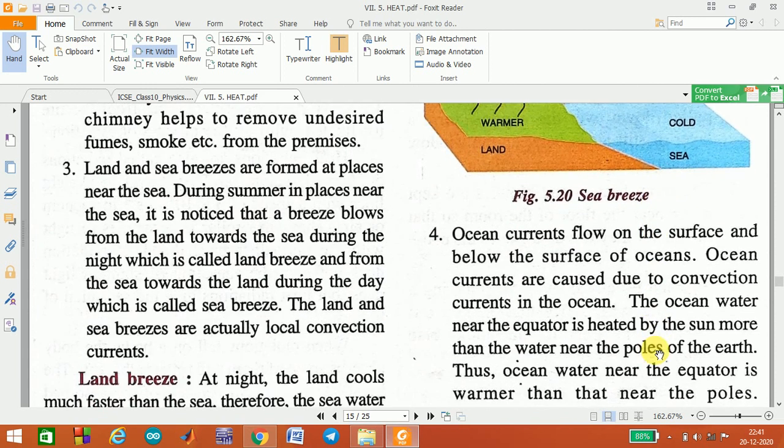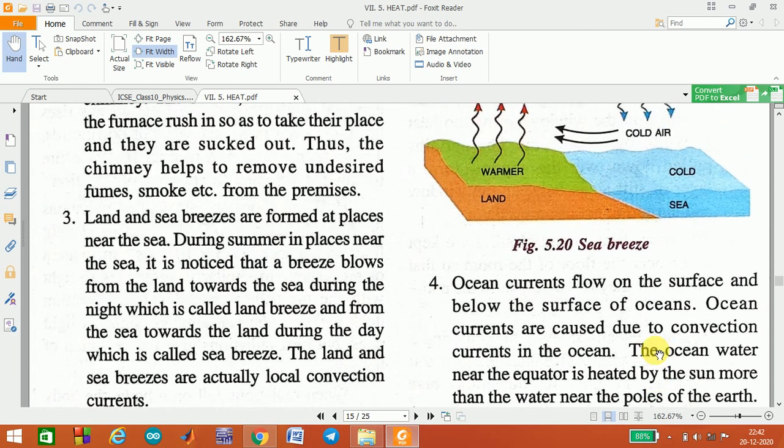Then the land and sea breezes are formed at places near the sea. During summer in places near the sea, it is noticed that a breeze blows from land towards the sea during the night, which is called the land breeze, and from sea towards the land, which is called the sea breeze. So the land and sea breezes are actually local convection. How they both happen we'll see here. See the figure.